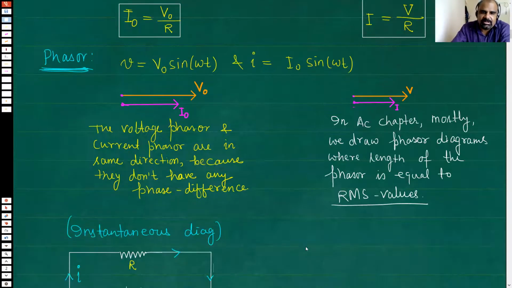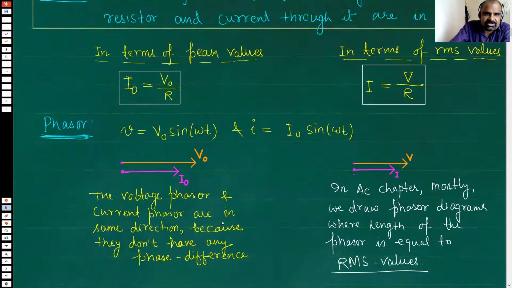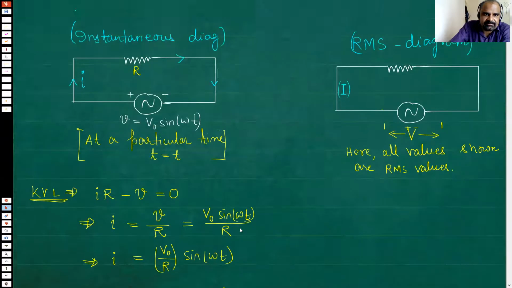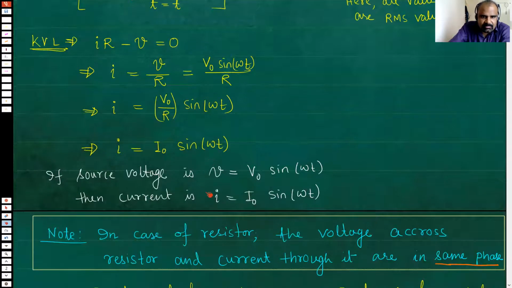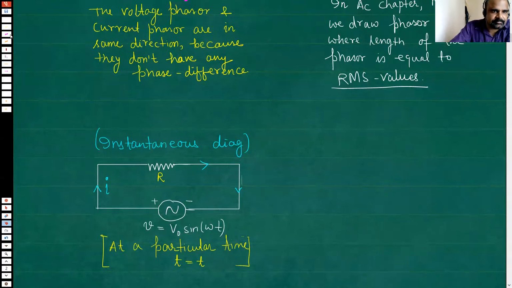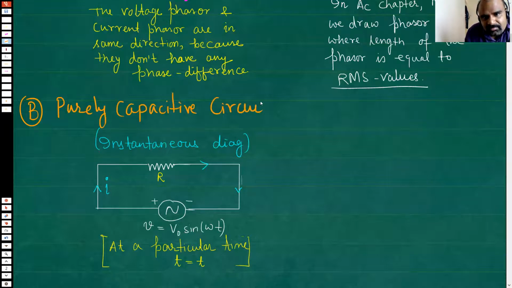Okay, fine. Now let's continue to the capacitive circuit. Till now we were studying purely resistive circuit. Now we will be studying purely capacitive circuit. So, in short, C circuit.